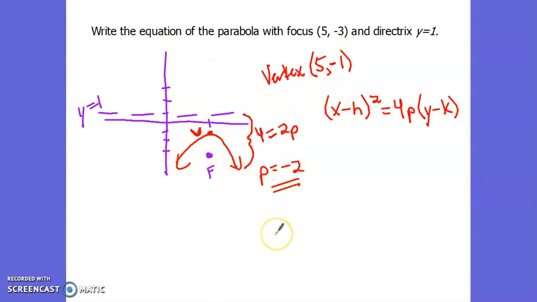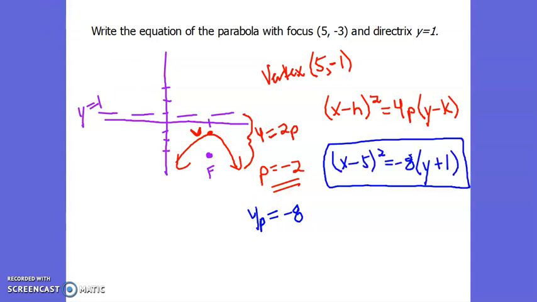So the only thing we have left to do then is take that times 4. So 4p would be equal to -8. And finally, let's write that into our formula. Written into our formula, that means (x - 5), our h value, squared equals -8, our 4p value, times (y + 1). Remember that negative 1 inside, y minus the negative 1 makes y plus 1.